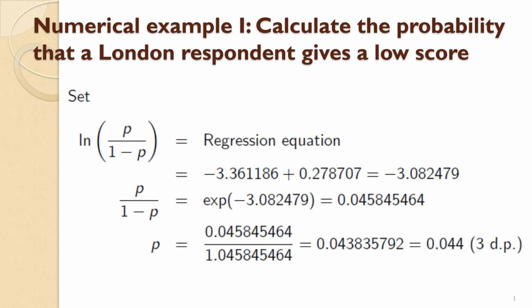Okay, so it's a repetition of what you've seen before, and what you should hopefully see there is a certain knack as to how this works if you have to do this calculation. The probability is just the exponential of the regression equation over 1 plus that.